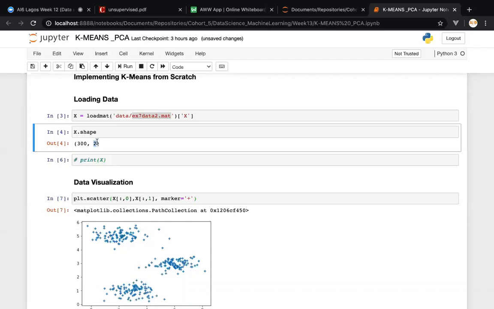So we said we want to define a value k. And k is the number of clusters we want. So we say we want 3 clusters, right? Clusters is invariably going to mean we have 3 different centroids. And remember, we said we want to randomly initialize the value of the centroids, or the value of mu.